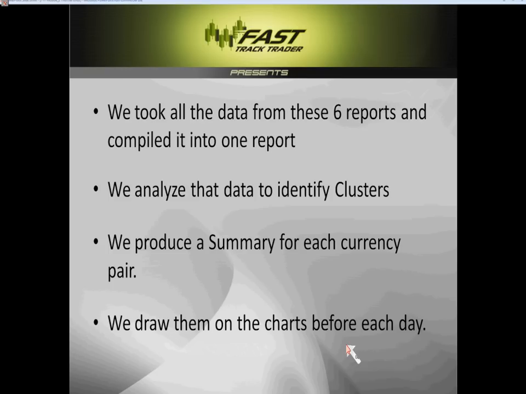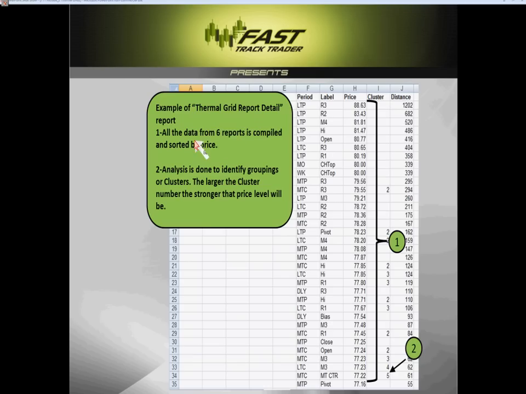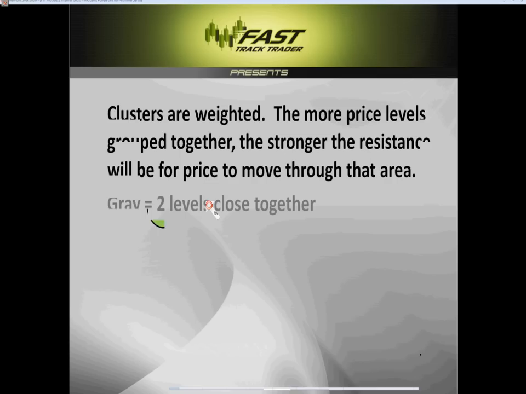So here we go. Here's an example of the thermal grid report detail. Number 1, all the data from the 6 reports is simply compiled and sorted by price right here. Number 2, we do some analysis on this to identify groupings or clusters. The larger the cluster number, the stronger that price level will be.